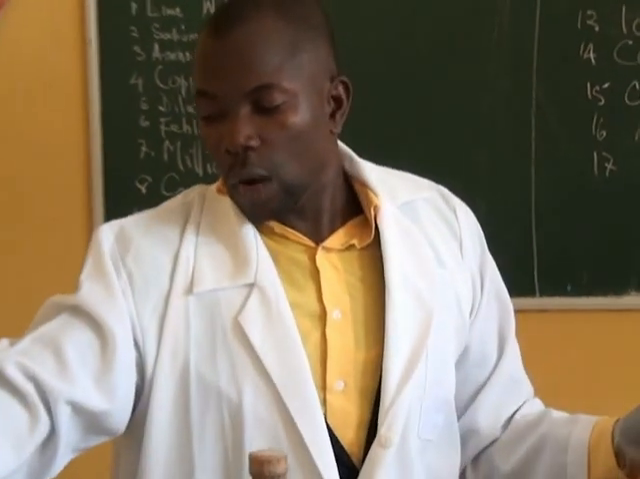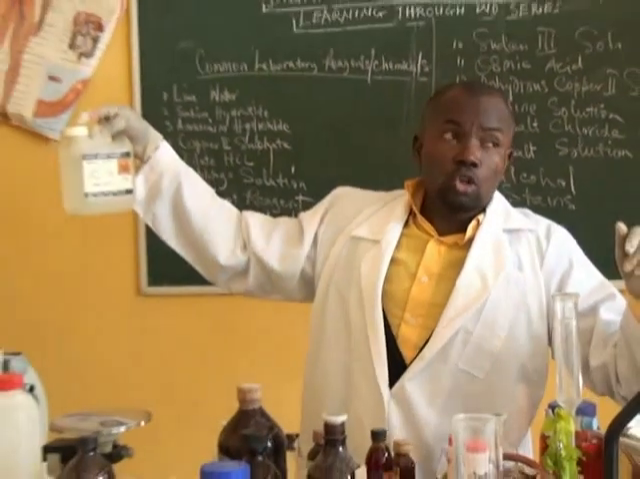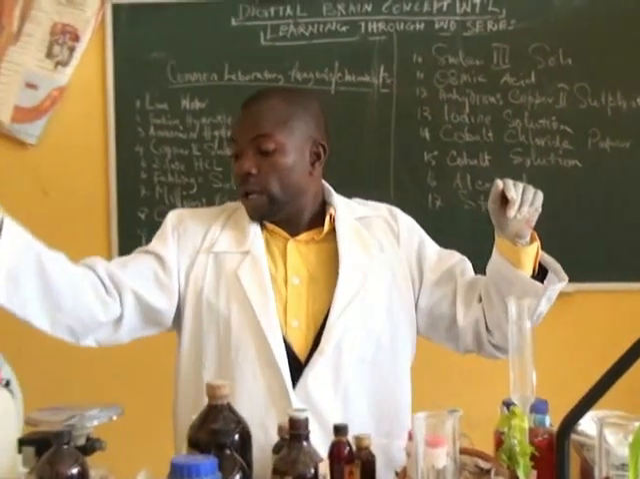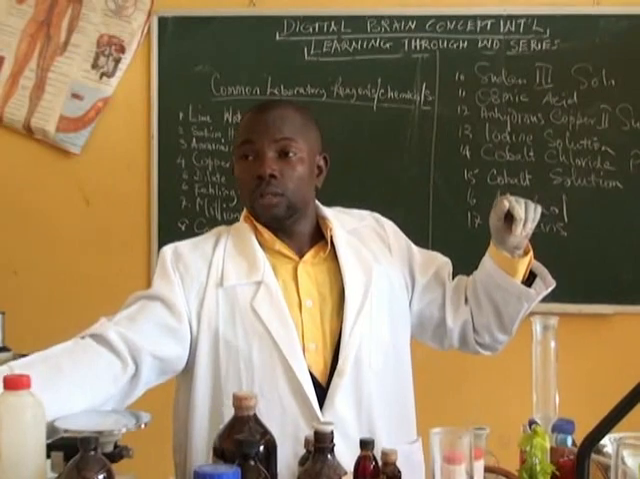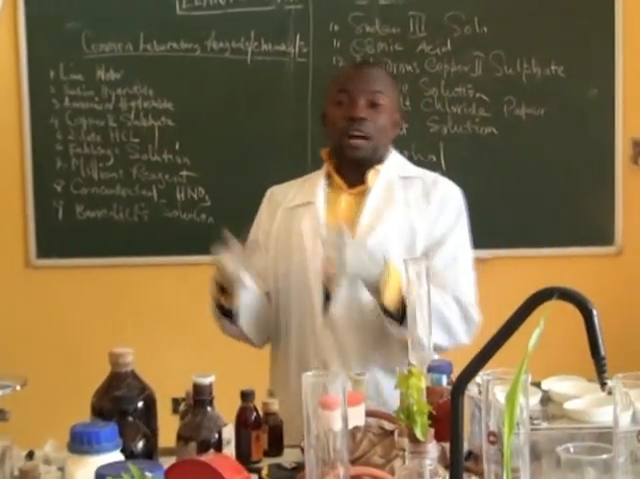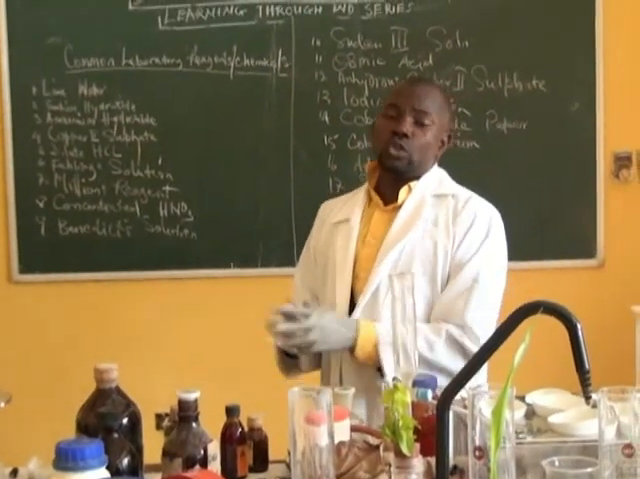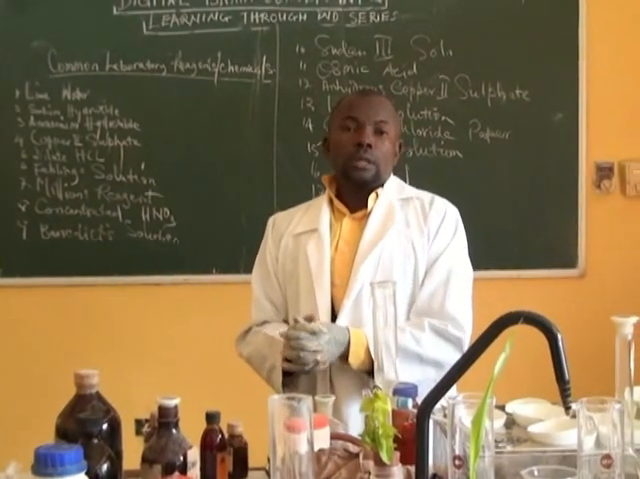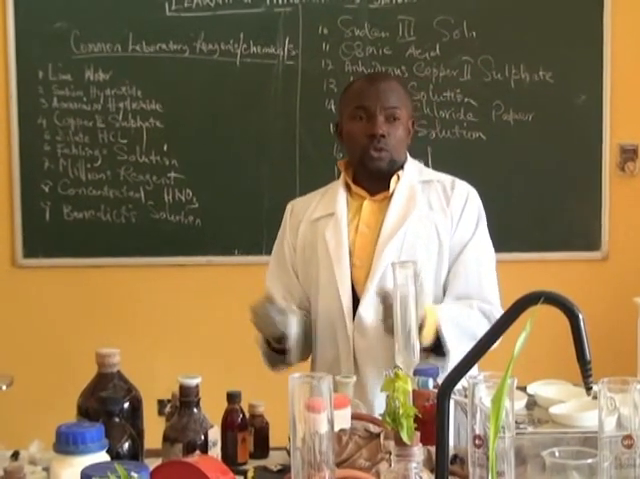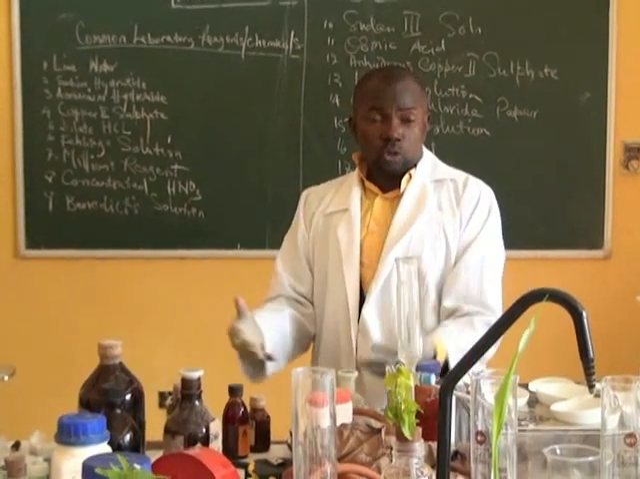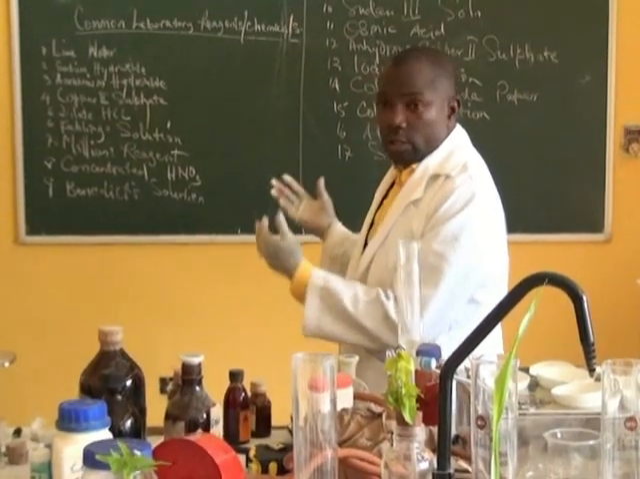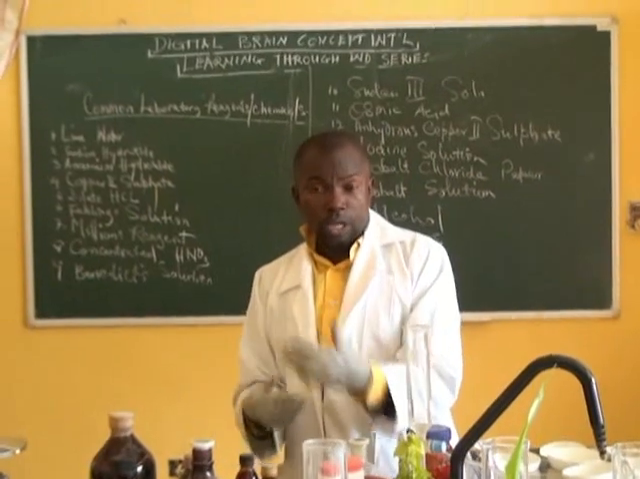We have aqueous ammonia, which we will also use when testing for the presence of a protein in a food sample. So there are other chemical reagents that we normally use in biology lab, but these are just typical examples. There are other ones that we shall make use of in the process of our experiments as we go ahead. We shall show you other ones and how we make use of them.